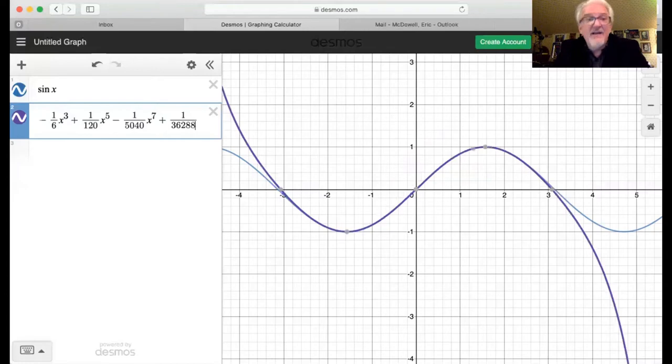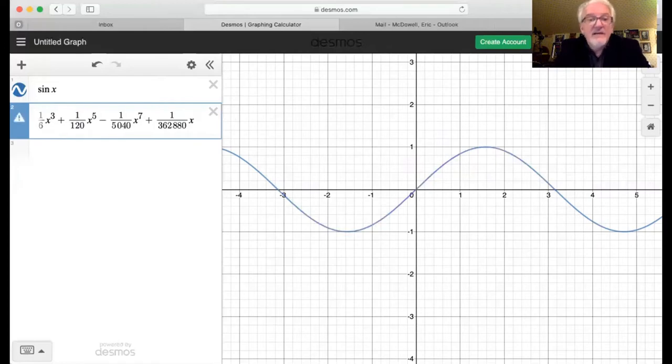362,880. And you can probably guess what power I'm going to put on here. It started with power of 1, then 3, 5, 7. Here I'm going to tack on x to the 9th with this coefficient. And yeah, it looks like between -3.5 and 3.5, it's just remarkable how similar these graphs are to one another.